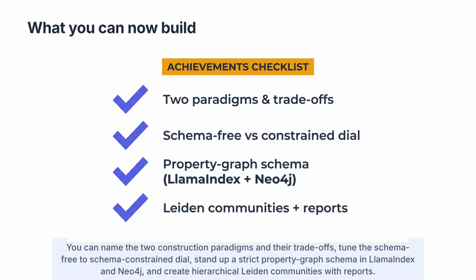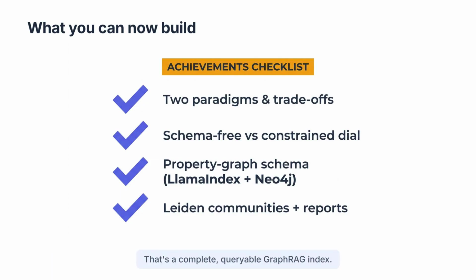Quick recap of the superpowers you just earned. You can name the 2 construction paradigms and their trade-offs, tune the schema-free to schema-constrained dial, stand up a strict property graph schema in LlamaIndex and Neo4j, and create hierarchical Leiden communities with reports. That's a complete queryable GraphRAG index. Next module, we finally get to interrogate it.